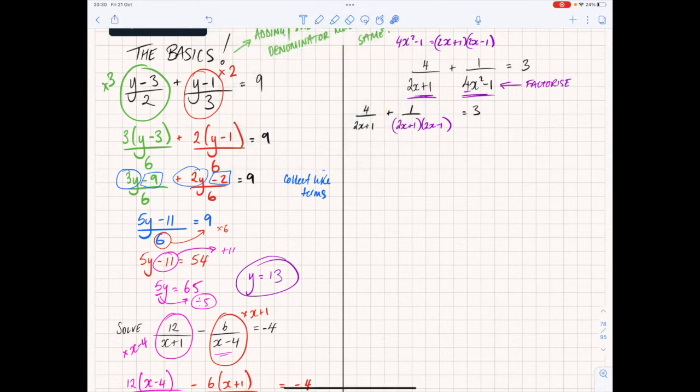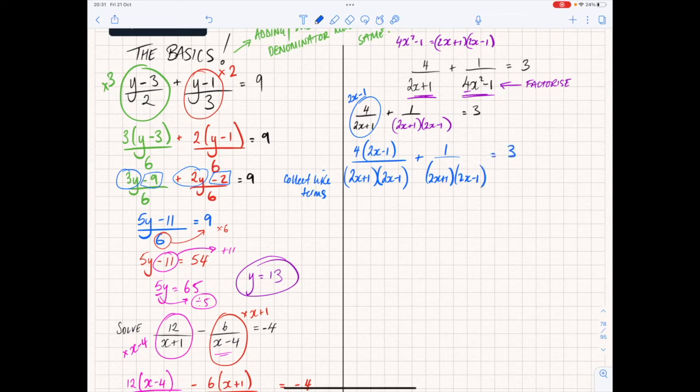And now, again, if you want to pause the video from here and work it out, now you can see that this denominator already has a 2x plus 1 in it. So I only need to now multiply this one by this part, okay? So I'm going to carry on now. I'm going to say this fraction multiplied by 2x minus 1. So it becomes 4 brackets 2x minus 1 over 2x plus 1 brackets 2x minus 1 plus, nothing's changing here to what I've just done. That's still going to be 2x plus 1, 2x minus 1, is equal to 3.